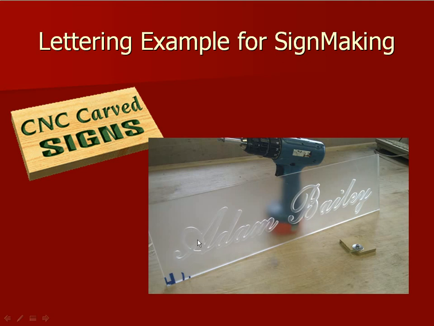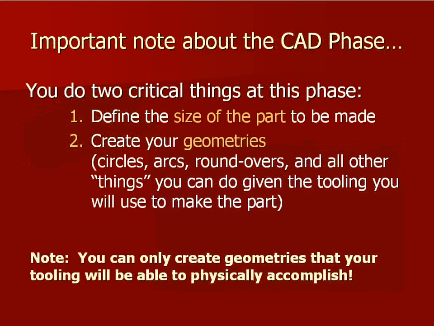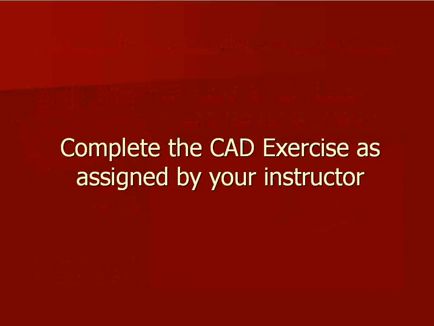A tool path is the path that your cutting tool takes as it carves out the different letters in your words here. So, for instance, if you made a really small letter and you had a big end mill in your machine, the machine would not be able to carve it out. So you need to make sure that your tooling can actually create the geometry that you're looking for. So that's where we're at with that. At this point, you want to move ahead and complete the CAD exercise as assigned to you by your instructor, and that information will be given to you.